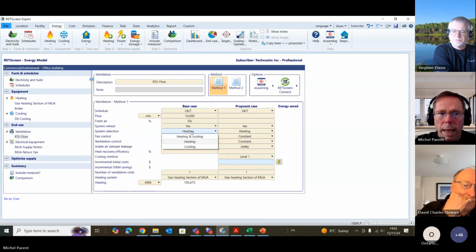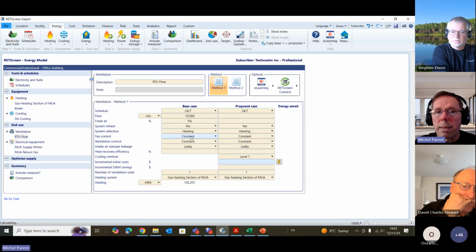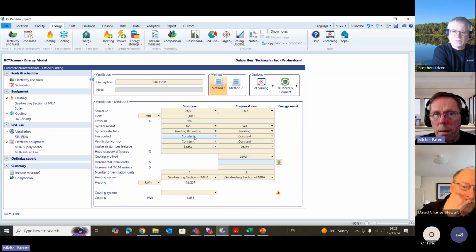So I'm going to keep going down. We do not have reheat. This is a single zone system. There is no reheat in a single zone system. It's got heating and cooling because we defined a cooling system.